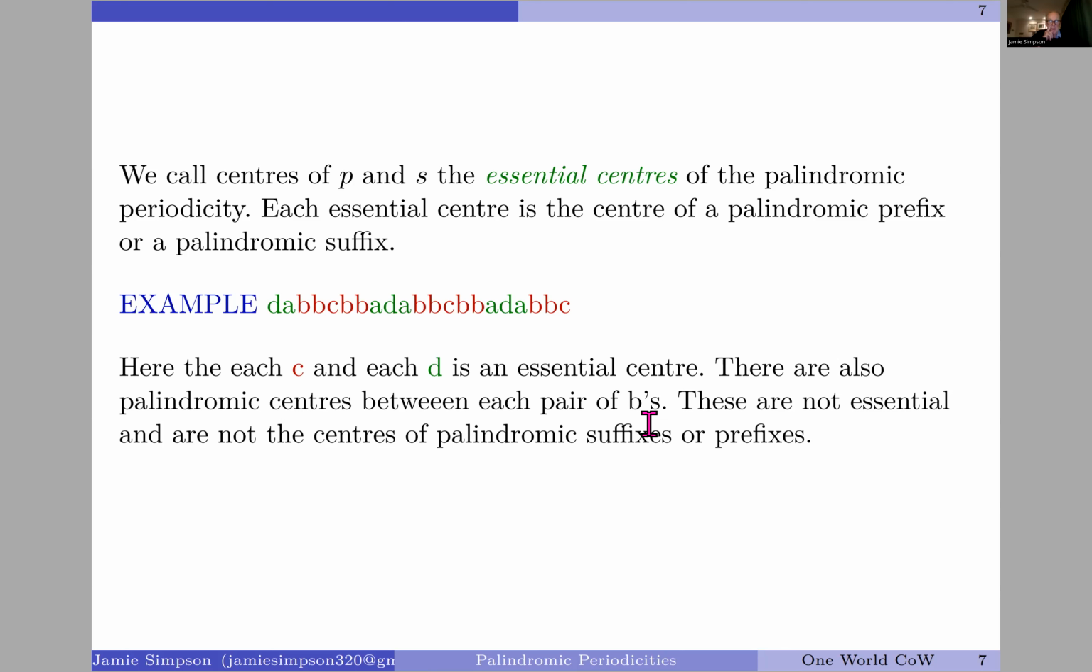Each essential center is the center of a palindromic prefix or a palindromic suffix, so the center of the C on the left there is the center of the palindromic prefix DABBC. So here each C and each D is an essential center. The palindromic centers between the three E's, each pair of D's, are sort of centers, but they are not essential, and they're not centers of palindromic suffixes or prefixes.